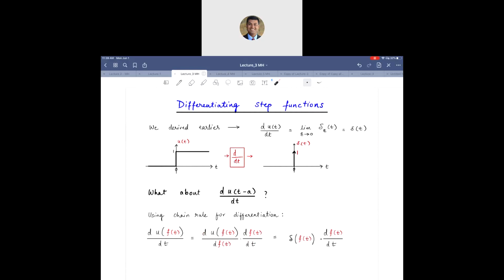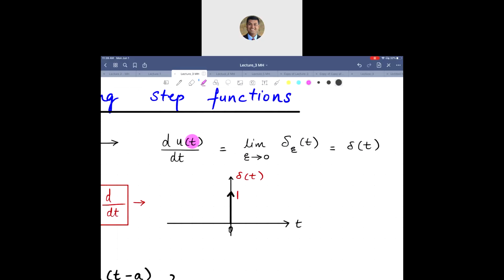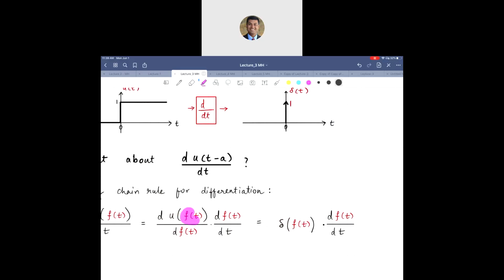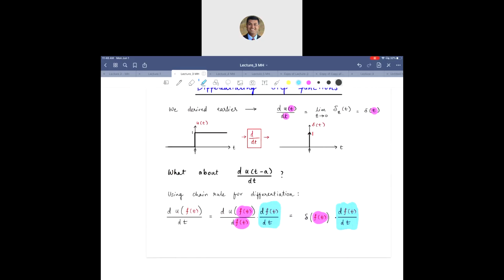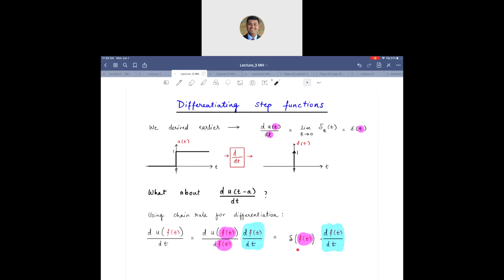In our case, we know that the derivative of u of f of t with respect to f of t is delta of f of t. How did we get there? Well, if you zoom in here, t is now f of t, f of t, f of t. And then the next term remains as is. So you've got an impulse function with the argument of f of t, but you're still doing a differentiation of, in this case, t minus a or f of t with respect to time, which should be very straightforward because it's just t minus a.